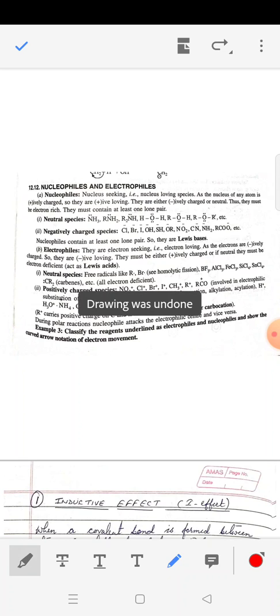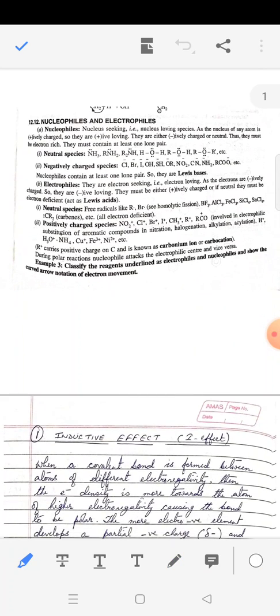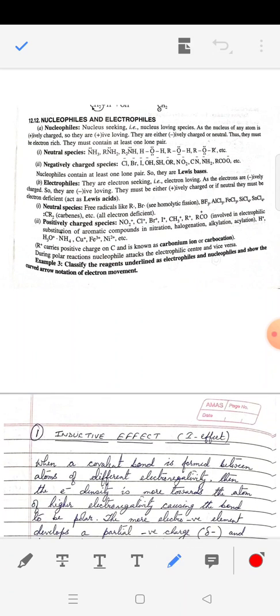Then comes electrophiles. Electrophiles, as the name suggests again, are electron-loving species. Since electrons carry negative charge, you can understand they are either deficient of electrons or they carry a positive charge. So here also we have two types of electrophiles. One is neutral electrophile, another is positively charged electrophile. The neutral electrophiles usually don't have their octet satisfied. So all the free radicals are neutral species.